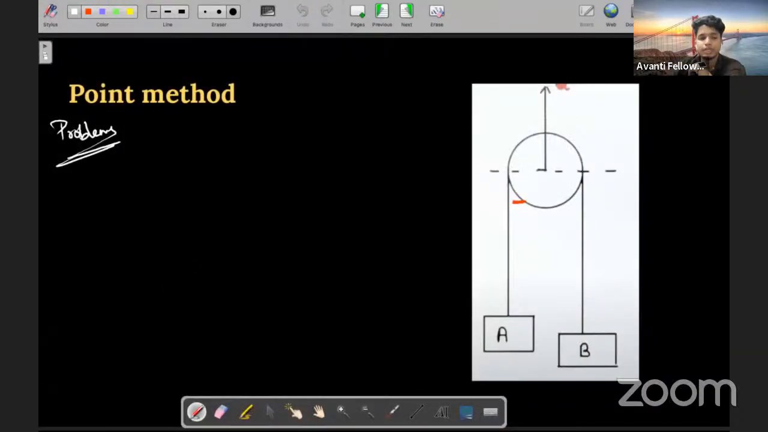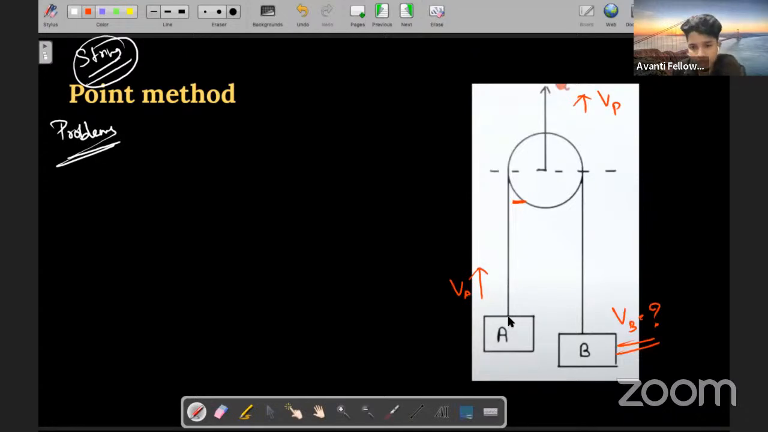Now, this point method. Initially you talked about the string method, and you know how to calculate acceleration using the string method. In questions, let's say they will give that this mass is traveling with velocity va in the upward direction, and the pulley will also be traveling with velocity vp. Now you want the velocity of the body. How to solve this? Students, you use the point method. For this mass a, let us mark a point on the mass. Then, since this pulley is moving, I mark a point over here, because this is a movable pulley. Then I'll keep a point over here, and next a point over here.